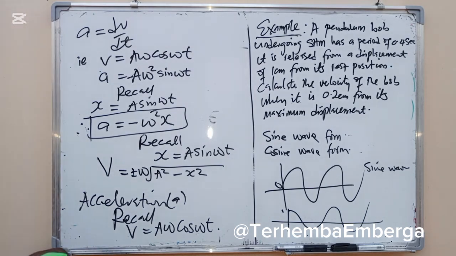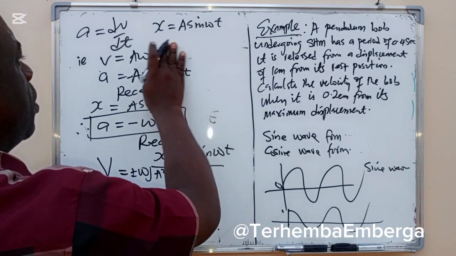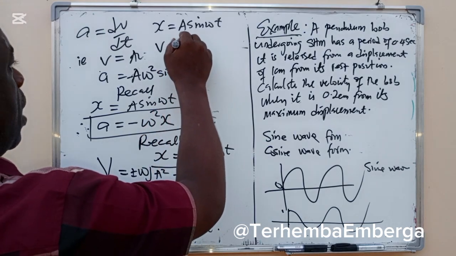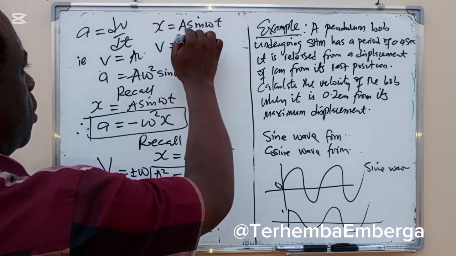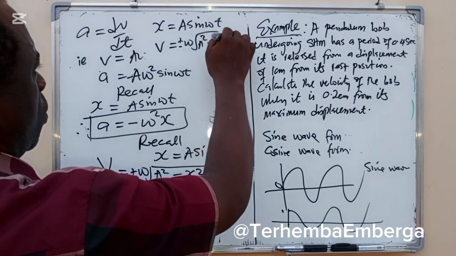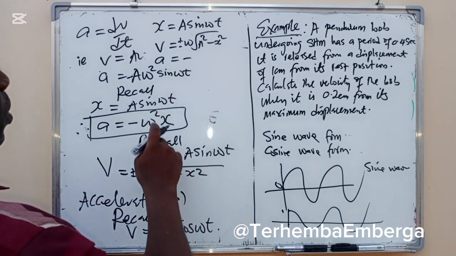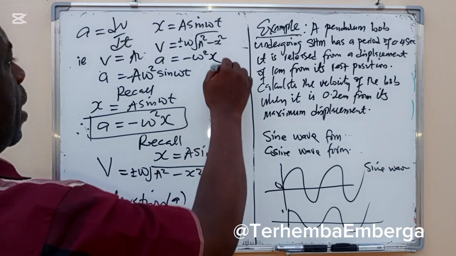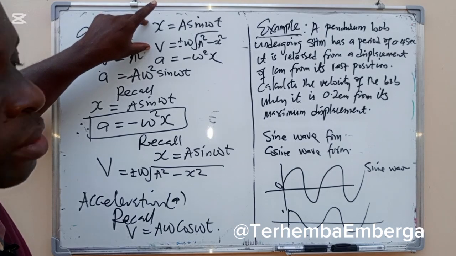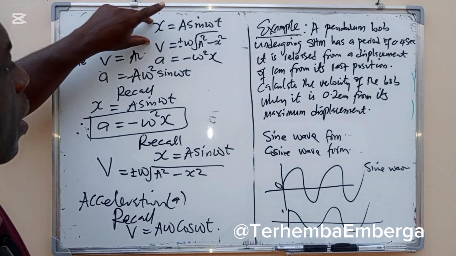We have defined displacement x as a sine omega t. We have defined velocity as plus or minus omega square root of a square minus x square, and acceleration as minus omega square x. So these are the important equations when you talk about representation of simple harmonic motion graphically.